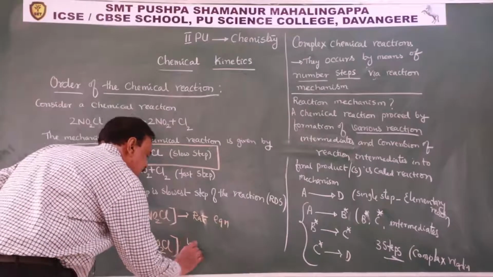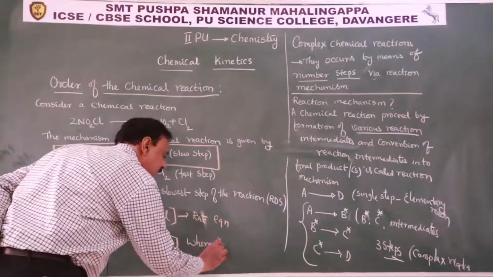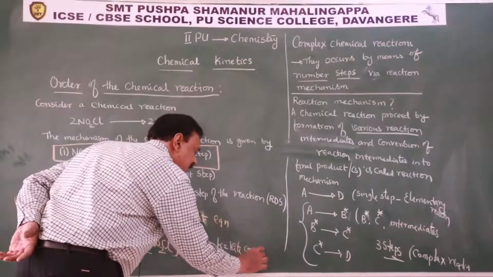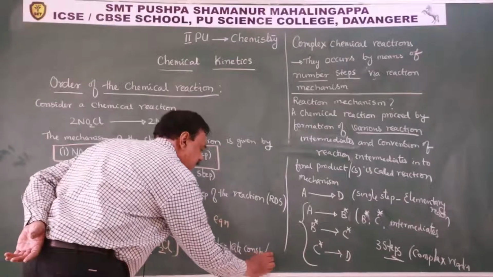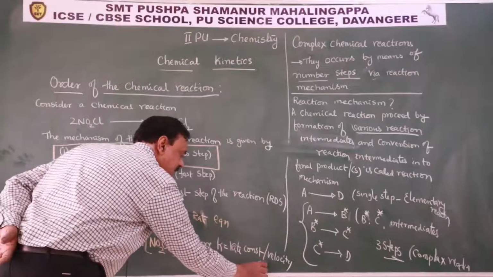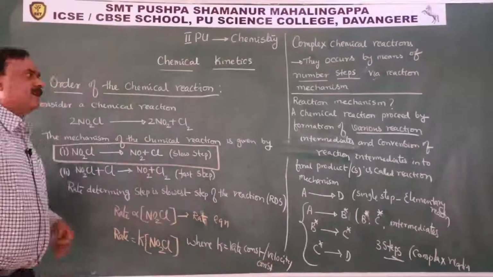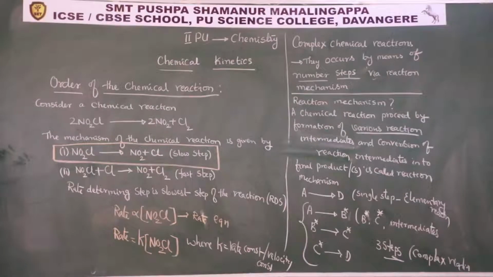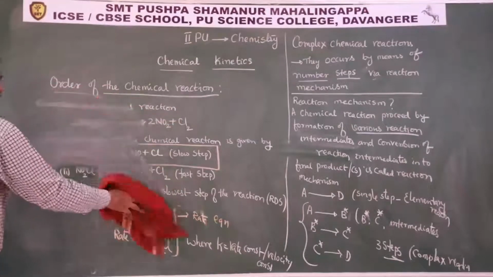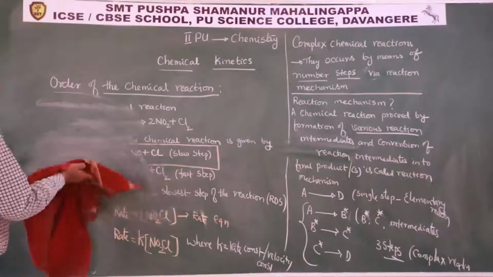Where K is the rate constant or velocity constant of a chemical reaction. Is it clear? This is about the rate law in complex chemical reactions. I will give one more example.